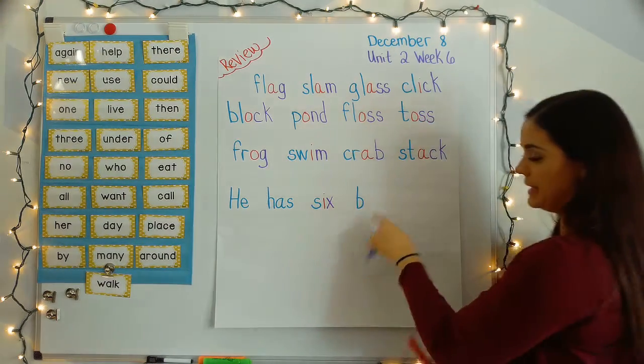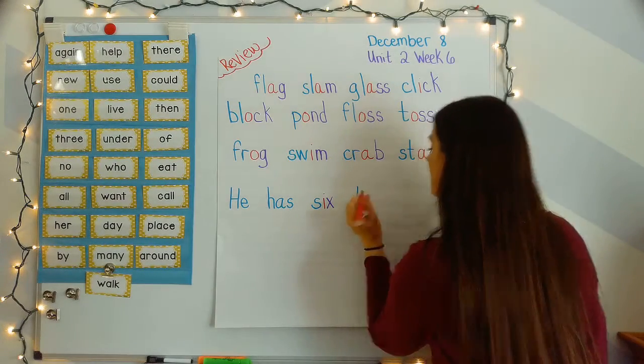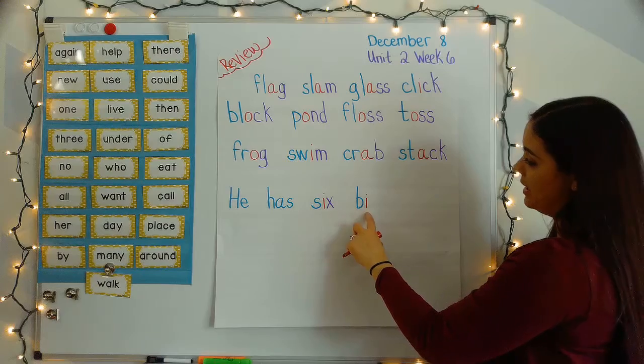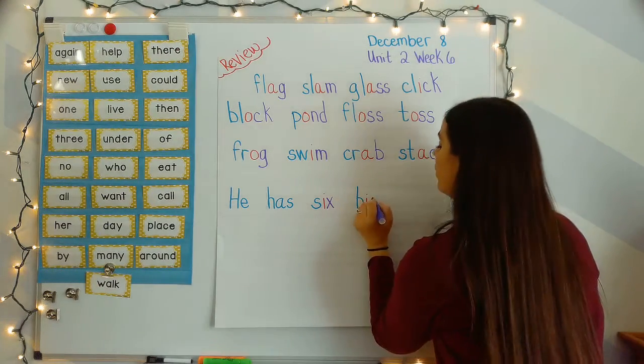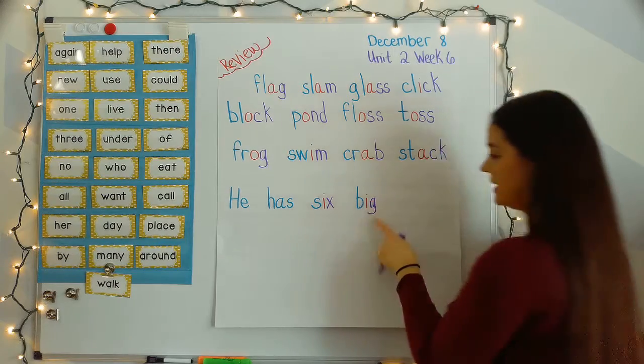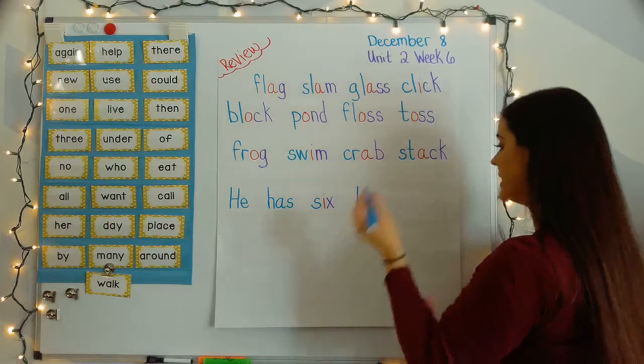D B says B. I says I, B, I, B. G says G, B, ig, big. He has six, big.